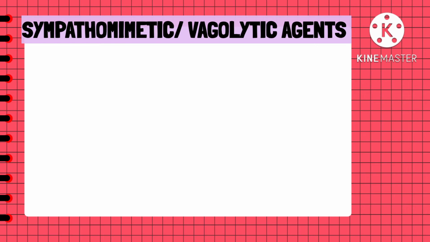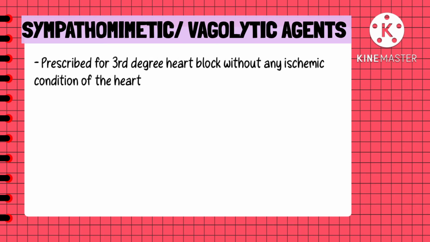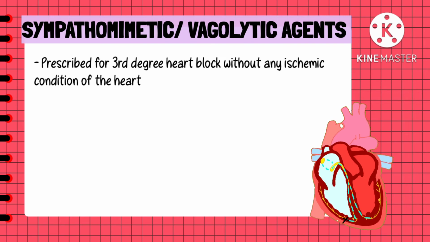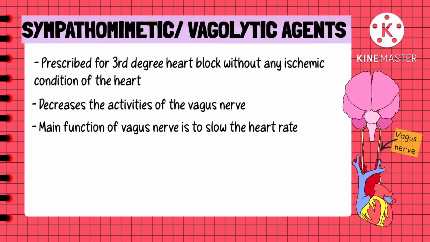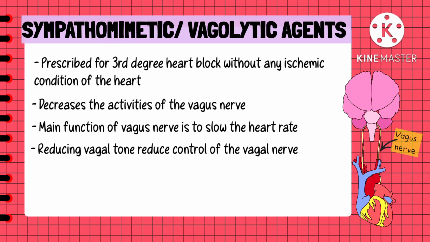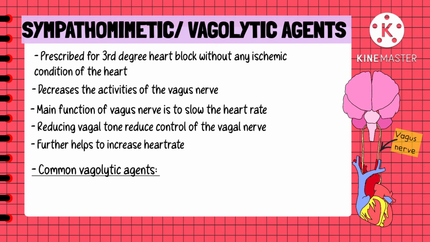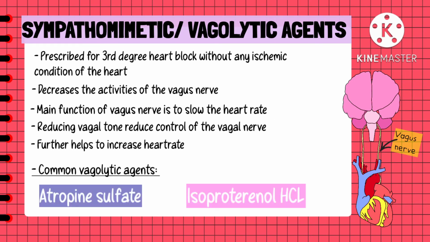Sympathomimetic agents or vagolytic agents can also be prescribed in case of a third degree heart block without any ischemic condition of the heart. These drugs decrease the activity of the vagus nerve, which is a nerve supplying the heart. Its main function is to slow the heart. In heart block, the heart's rate is already slow. Reducing the vagal tone will at least reduce the control of the vagus nerve onto the heart. This will further help in increasing the heart rate. Common vagolytics used are atropine and isoproterenol hydrochloride.